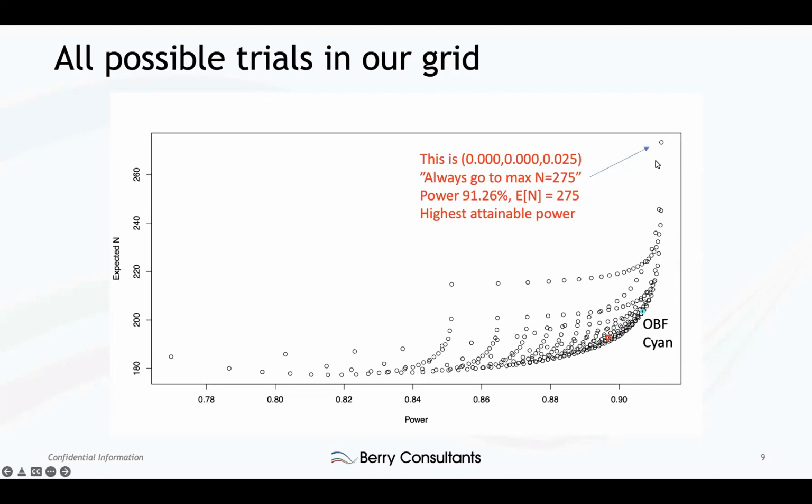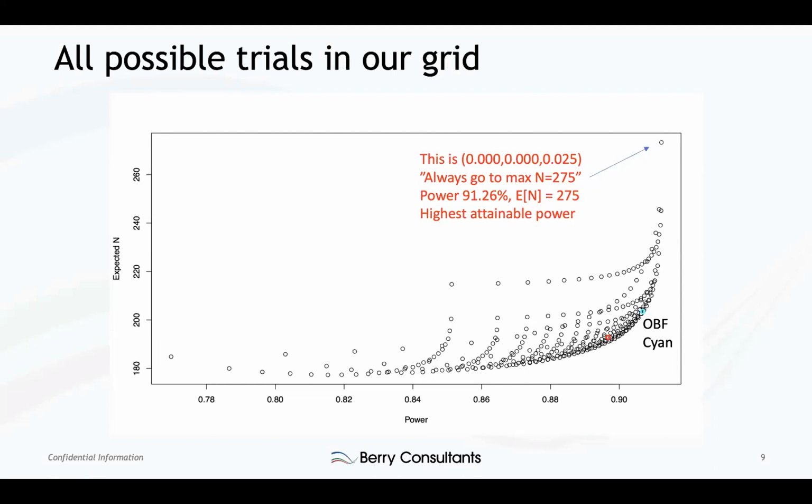And so you can identify a few of the points here. This point is always go to the max. So don't spend anything at the first or second interim, save everything to the end. So really you can't stop at the early interims. This particular trial does have the highest attainable power, 91.26% in our example.